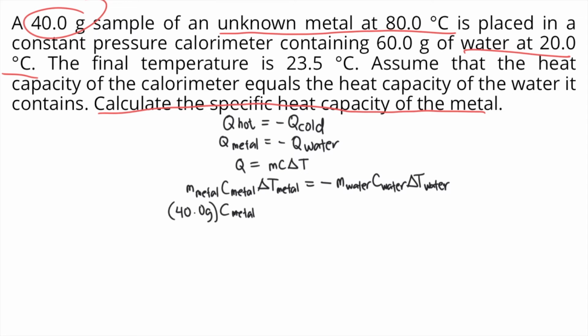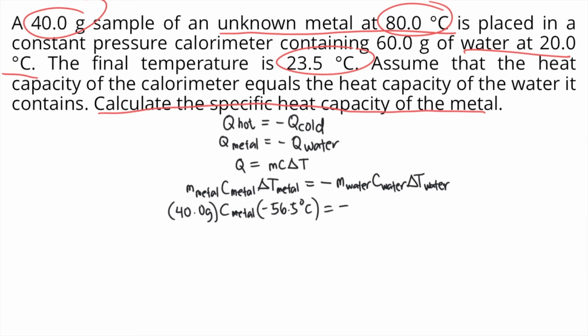So that's final temperature minus initial temperature. The final temperature given in the problem is 23.5 degrees Celsius, and the initial temperature of the metal is 80 degrees Celsius. So what's 23.5 minus 80? That is equal to negative 56.5 degrees Celsius. So we're done with the left side. Now let's move on to the right side.